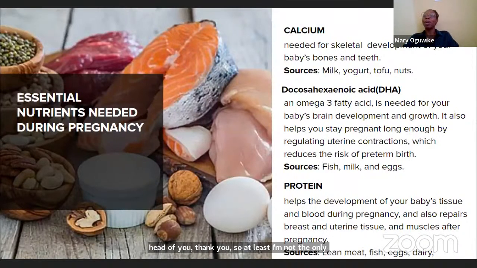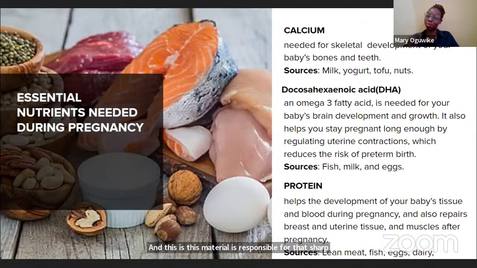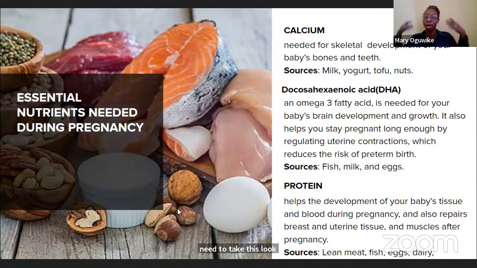Thank you. So what is this nutrient needed for? What is DHA needed for? It is needed for your baby's brain development and growth. And apart from that, I'm sure each and every one of us wants to have children that are sharp. You know, when they say, my baby is very sharp. And this nutrient is responsible for that sharp brain. So if you want your child to be sharp, you need to take this nutrient when you are pregnant and even after giving birth. So when you breastfeed your baby or when you feed your baby, you keep developing your baby's brain. Now, this nutrient is needed for baby's brain development and growth.